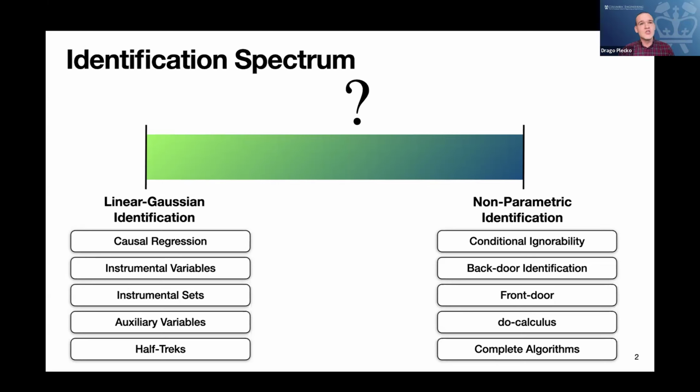And what I want to mention, there are some topics that are in between which have been well studied. For example, additive noise models. So people have studied additive noise models, but what we really want to focus on in this talk, we want to talk about shape constraint identification, and in particular monotonicity in our context.